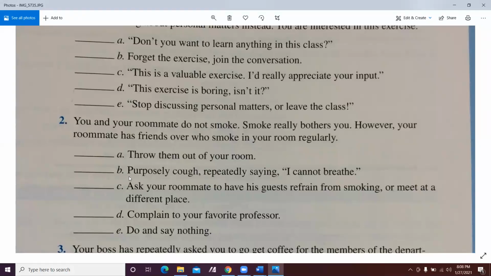B: purposefully cough, repeatedly saying, I cannot breathe. That is also aggressive, more likely aggressive. Then C: ask your roommate to have his guest refrain from smoking or meet at a different place. Because you are supposed to protect your human rights, you have to tell your demand, but in a non-hurting way. This action is assertive. Ideally, you have to follow this one. Then complain to your favorite professor. D, do and say nothing, that is passive.